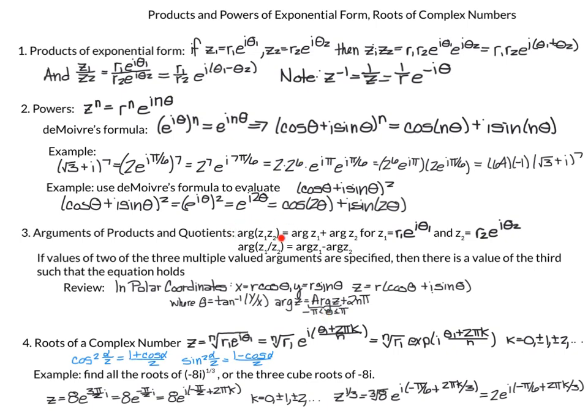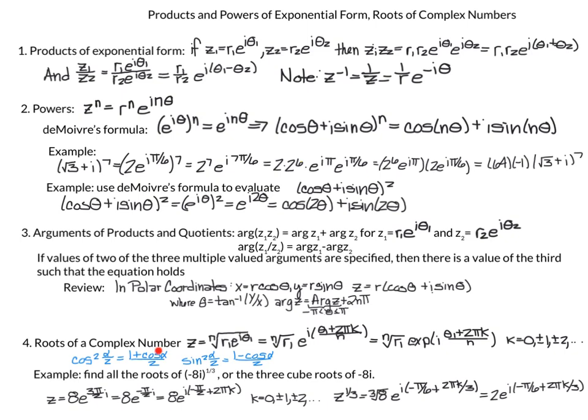So when we take the product of two complex numbers, z1 and z2, then the argument, with lowercase, of z1 z2 is equal to arg z1 plus arg z2. Similarly, for arg of z1 divided by z2, that will be arg z1 minus arg z2. And if the values of 2 of the 3 multiple arguments are specified, then there is a value of the third such that the equation holds. And we'll do examples of this as well.